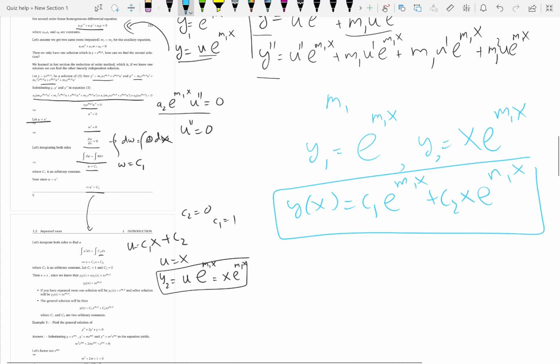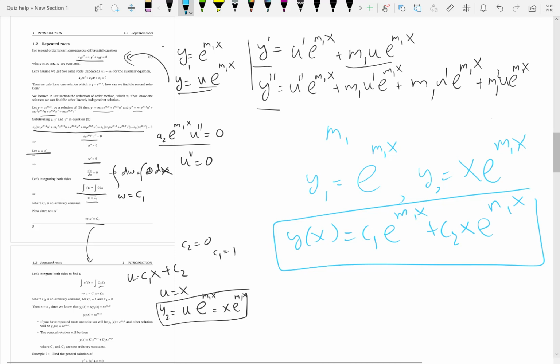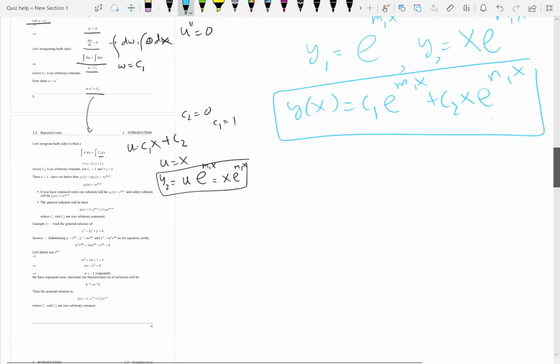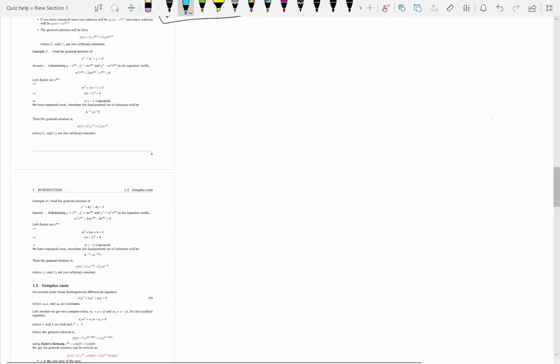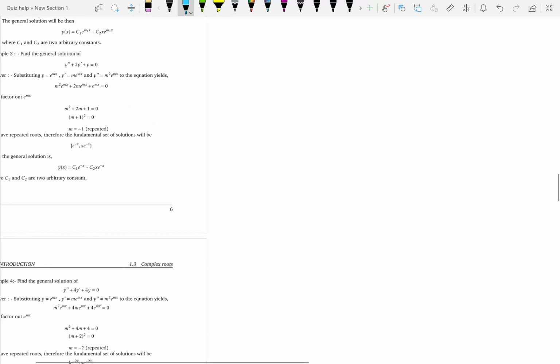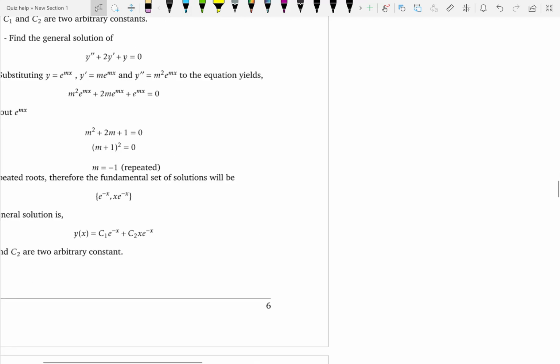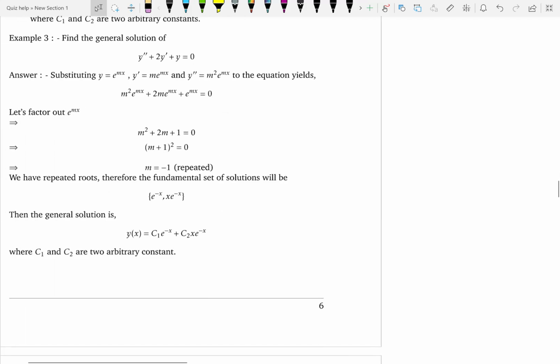Isn't that easy? It's all about factorizing again. Now I explained how I got the second solution, so keep that in mind. That is for your learning. But when we solve problems, we don't show the reduction of order method every time, because we know it will be x times the first solution. Just for this case, not in every reduction of order method. Only if you get a repeated root question. All right, so let's look at some examples.